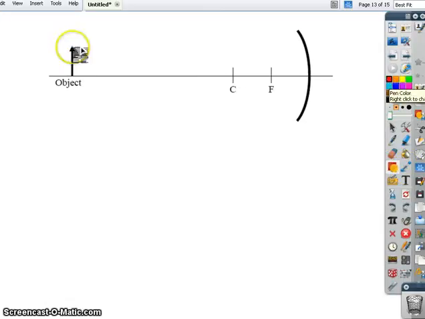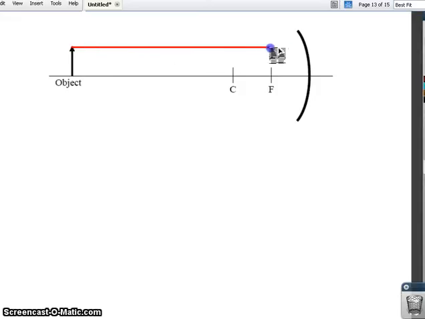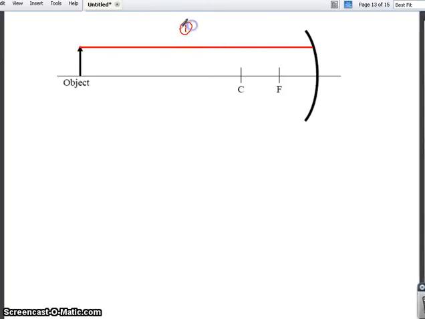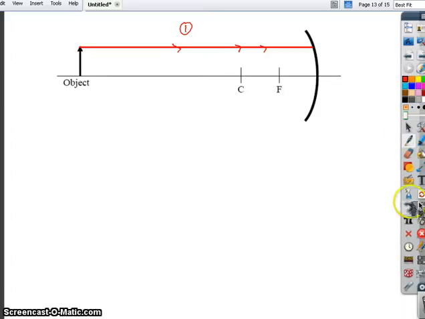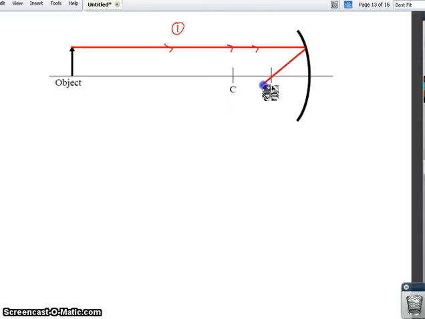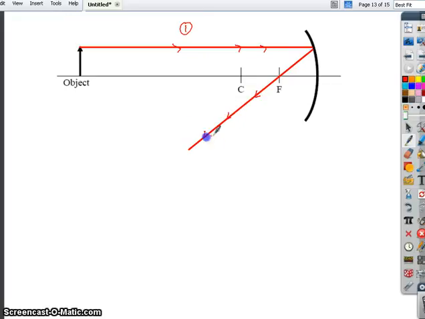So let's draw a line parallel to the principal axis, okay? So already you can see this is line 1, and it's going this way. Now we know that when it hits a concave mirror, it's going to pass through the focal point. So we're going to draw a line from here straight through the focal point, okay? And I'm extending this out real big for dramatic effect. So this is still line 1. This ray is going this way. This is still ray 1.